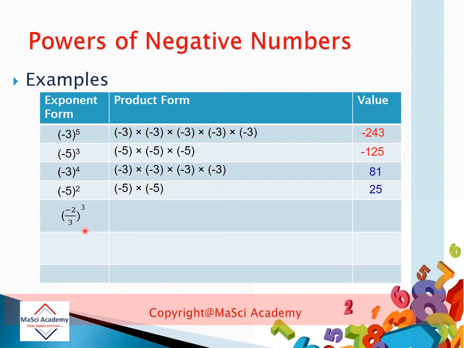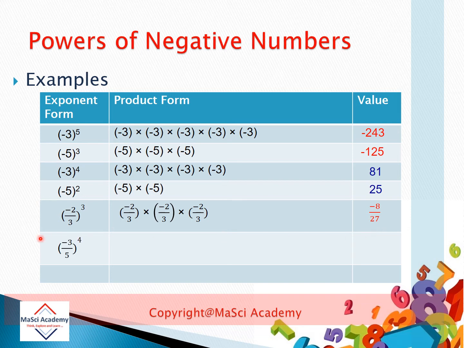Minus 2 by 3 whole to the power 3. This is written as minus 2 by 3 multiplied by itself 3 times in the product form and evaluates to minus 8 upon 27. Here all the numerators are multiplied together to get minus 8, and all the denominators are multiplied separately to get 27 as the denominator for the answer.